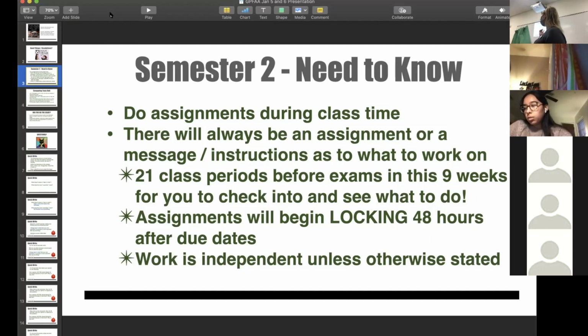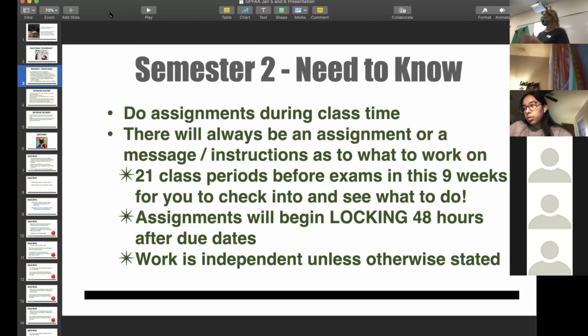And we have, actually, it's less than 21 class periods. When I counted again last night, it was only like 19 class periods between now and 9 weeks exams. So it sounds like a lot, but it'll go fast. So just make sure you're keeping up with your stuff.